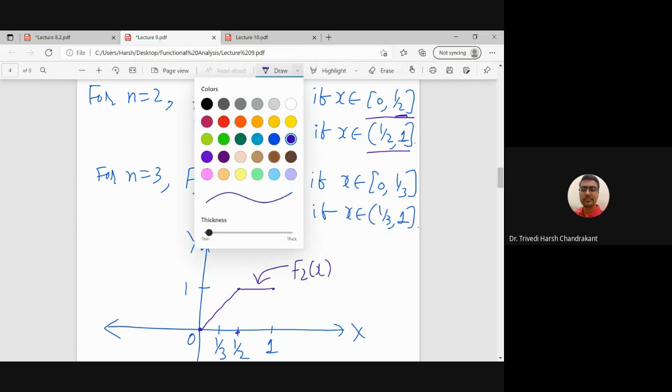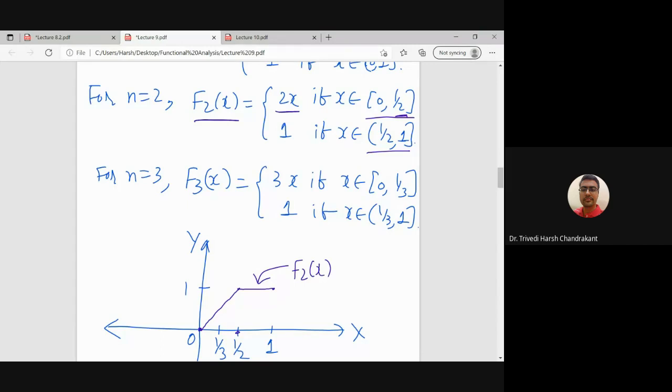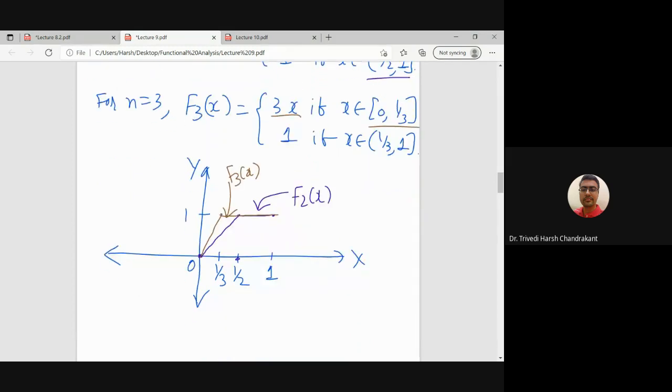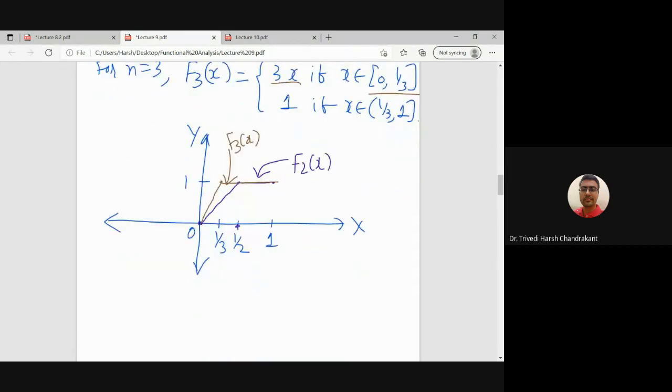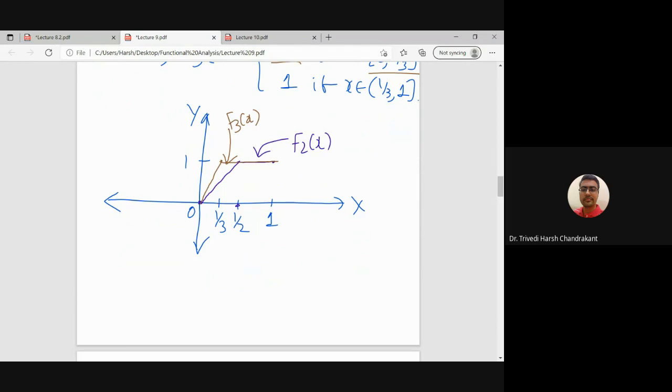Similarly, if you draw f3(x), then it is 3x from 0 to 1 by 3. So at 1 by 3 it takes value 1, and then it takes value 1 on the other interval. Alright, so this is the function f3(x). So now you can easily see the way we have drawn the graph. f4 will be from 0 to 1 by 4, and in that way.